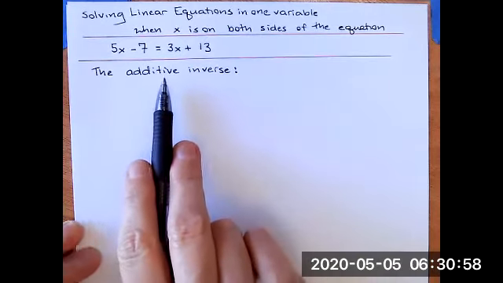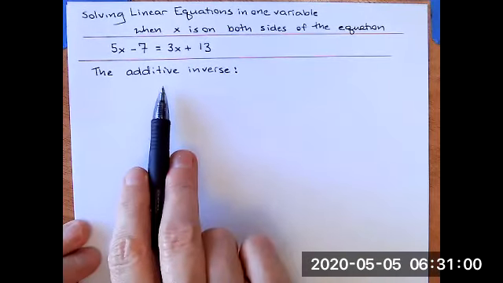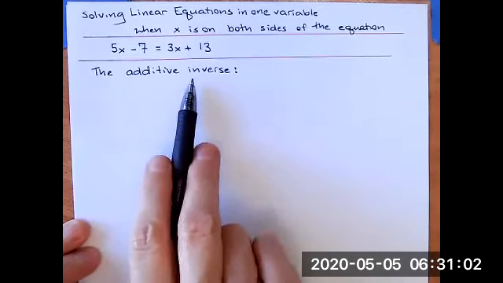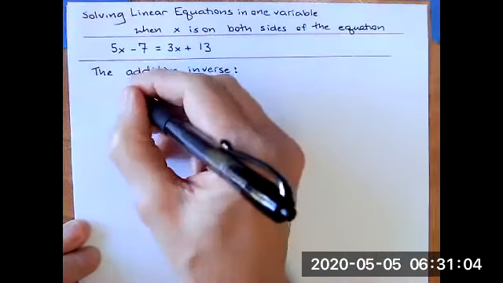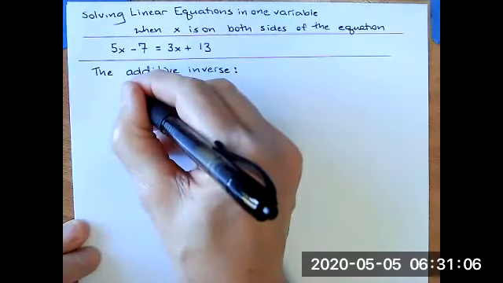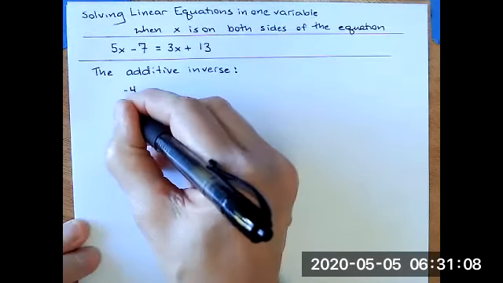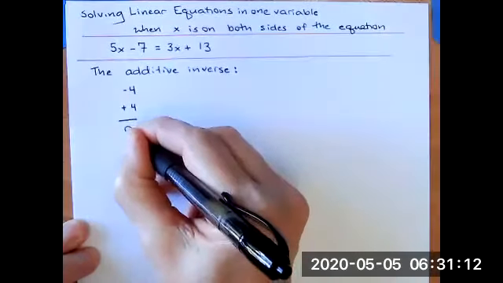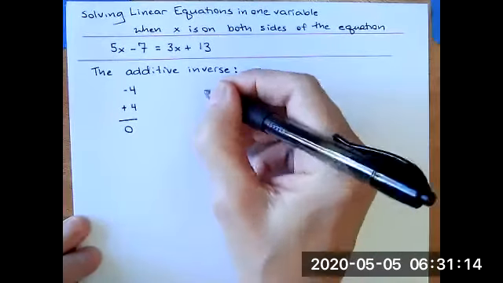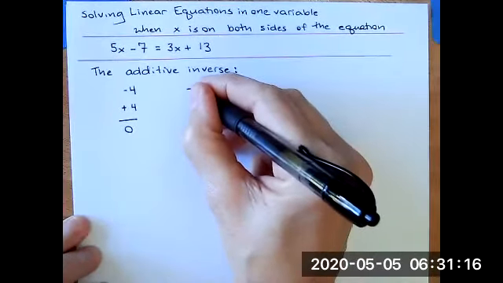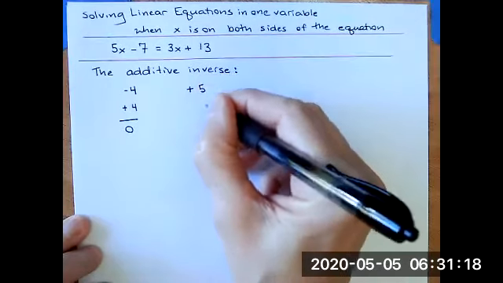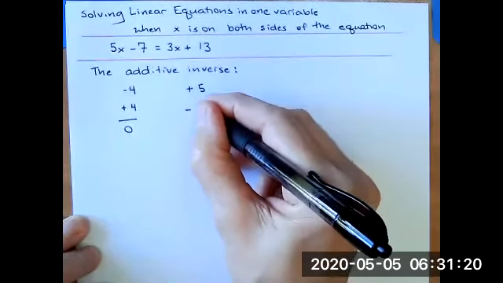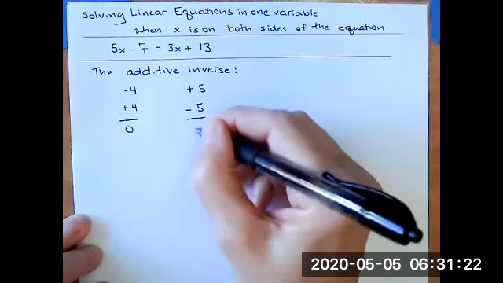So a little background, we first need to know what the additive inverse is. The additive inverse of -4 is +4 because they add up to 0. The additive inverse of +5 is -5 because they add up to 0.